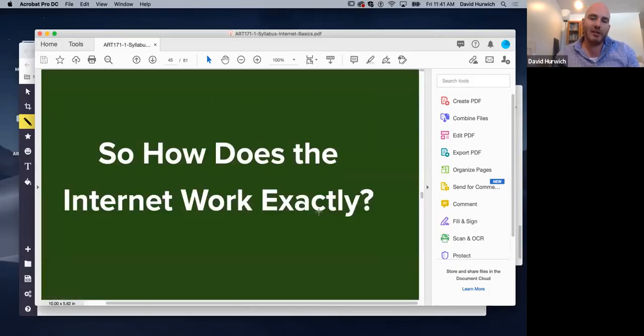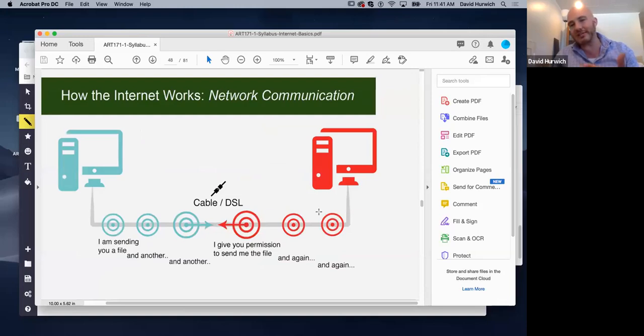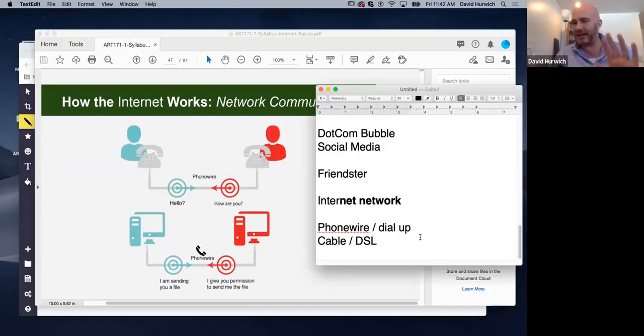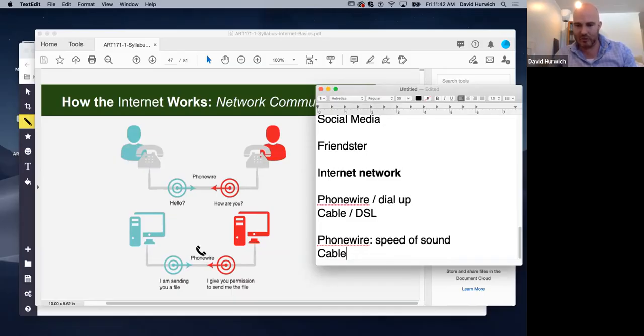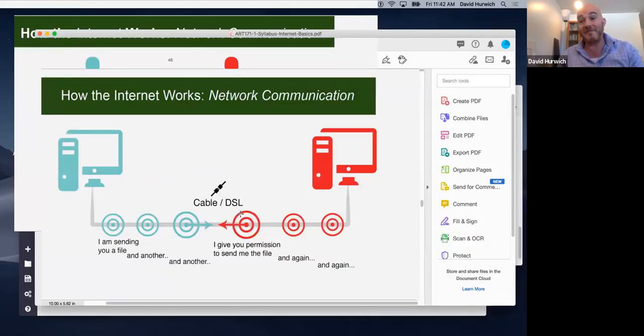The difference is that cable or DSL is much faster than phone wire. Without getting into the specifics of why, essentially phone wire goes the speed of sound, and cable wire goes the speed of light. And light is faster than sound. So what that basically means is that cable is faster, which means we can send files faster between computers.